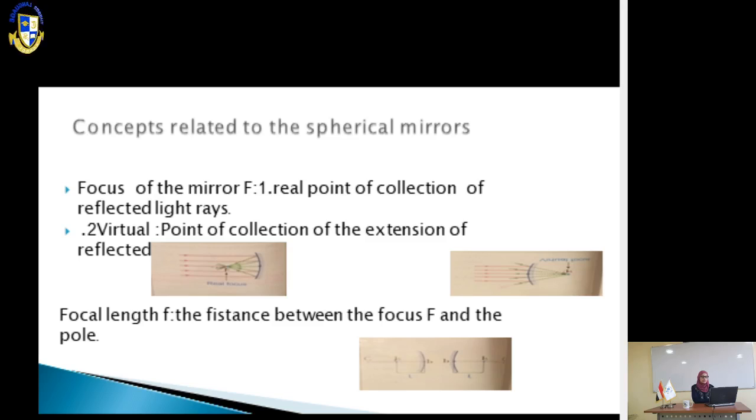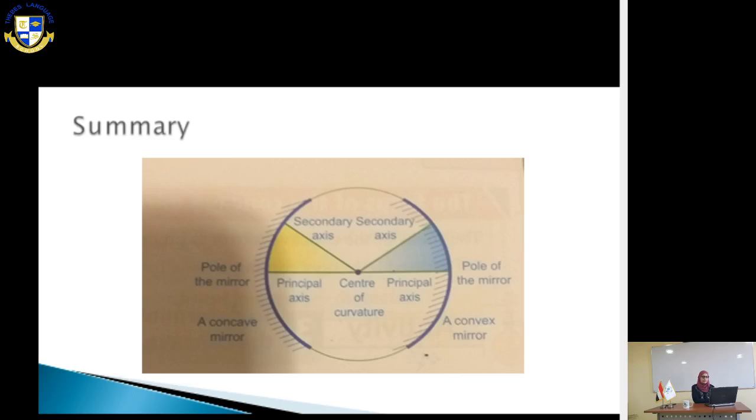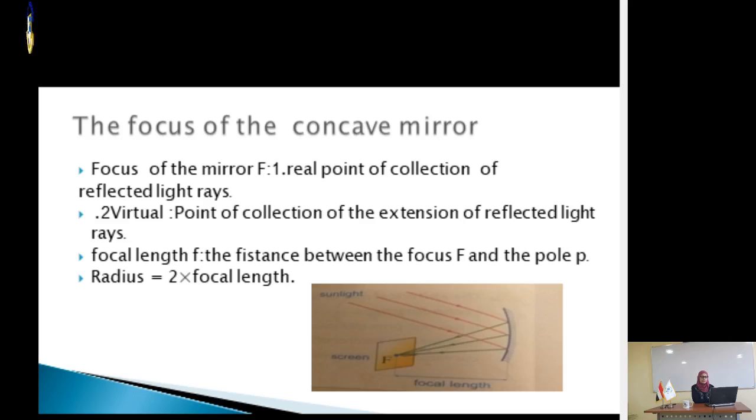Slide number 10. Summary. We can see here the sphere, the center of curvature in the middle. Here we have a concave mirror and a convex mirror, and we have two poles. The pole is in the middle of the reflecting surface. And here we have the principal axis, the distance between the center of curvature and the pole. And we have the secondary axis, the distance between the center of curvature and any other point on the reflecting surface except the pole.